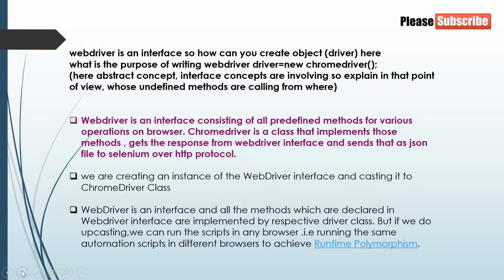As we know, WebDriver is an interface. We cannot create an object of an interface, that is the definition of an interface, right? So WebDriver is an interface consisting of all the predefined methods for various operations on the browser. And ChromeDriver is a class that implements those methods and gets the response from the WebDriver interface and sends that JSON file to Selenium over the HTTP protocol. So this will be the answer. That's why it is highlighted.